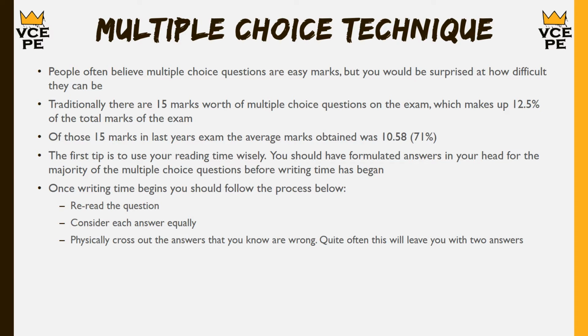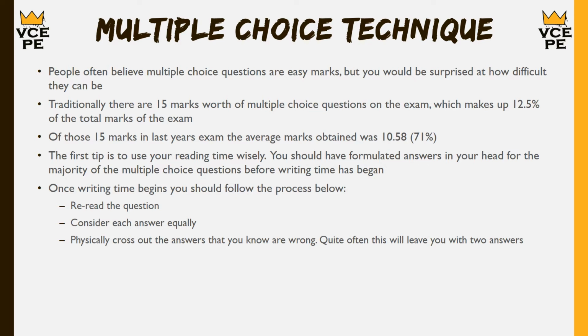Once you've considered the answers equally, what I suggest you do is then cross out the ones that you know are wrong. What that will do is often you'll be able to eradicate 2 answers pretty quickly. Normally when they write exam questions and multiple choice questions, there is generally one that's really obviously wrong. You can get rid of that one very quickly.